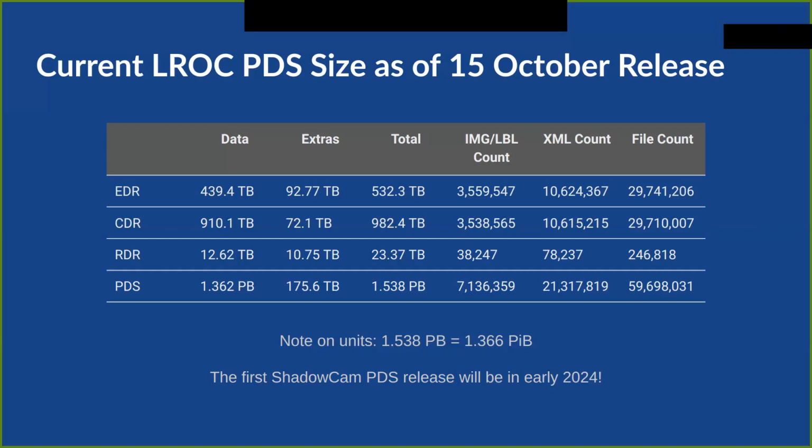So the current size of our planetary data system release, as of our October release, is about 1.5 petabytes total. This includes EDRs, CDRs, RDRs, and all those ancillary products. There's just over 59 million files altogether in our PDS release. The first ShadowCam PDS release won't be until early 2024, so stay tuned for some exciting data coming from that instrument as well.